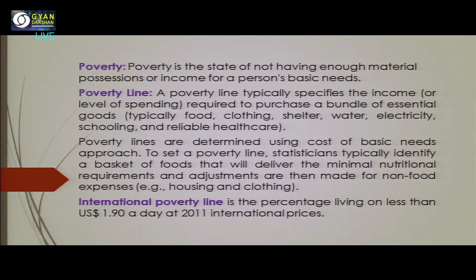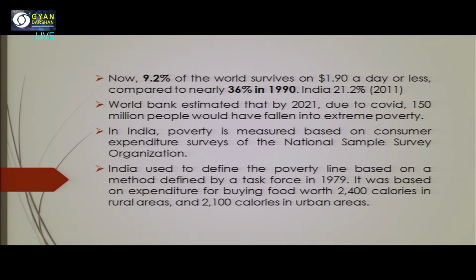Now, there is something called the international poverty line. International poverty line is defined as a person living below US dollar 1.90. Any person who lives below US dollar 1.90 per day at 2011 international prices is called poor. So, as per the international poverty line, in the financial year 2020-21, around 12.3% of the population in India was poor.